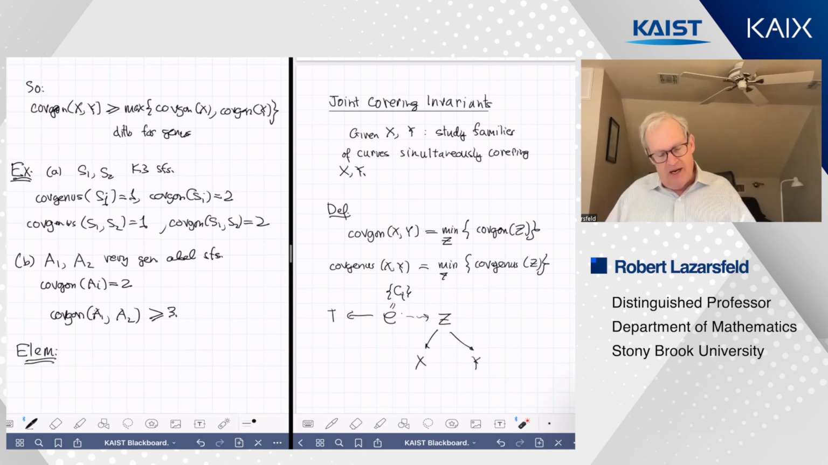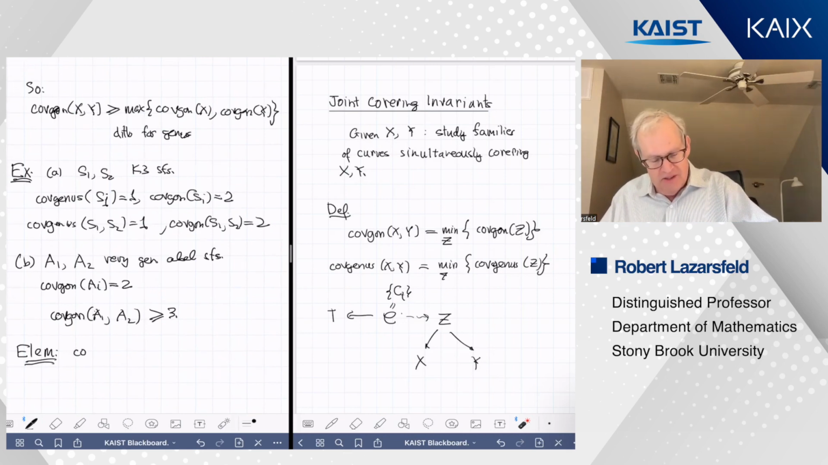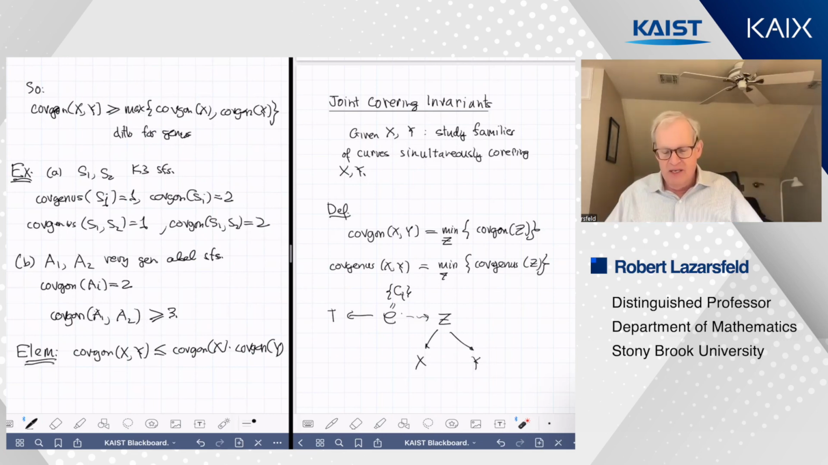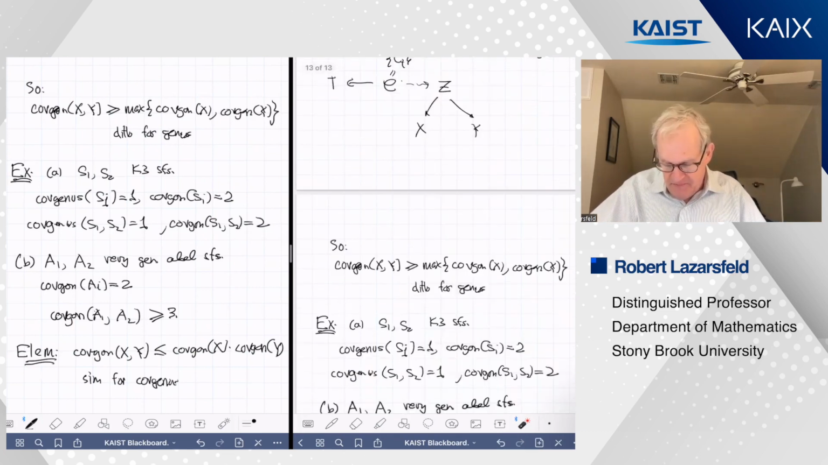There are some upper bounds on these joint invariants in terms of the single invariants. So you can show, it's elementary, that the joint covering gonality of X and Y is less than or equal to the product of the covering gonality of X and the covering gonality of Y. And there's a similar statement for the genus, although it's not the product. It's multiplicative, but there are some coefficients that come in. But in any event, similarly for the covering genus. So it's bounded above multiplicatively.